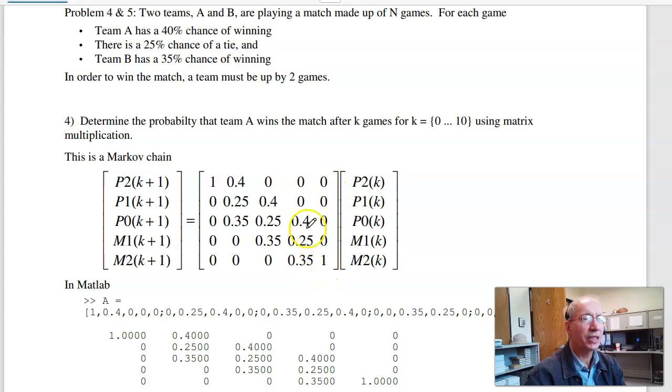In the middle, if A is up 1 game, there's a 40% chance A wins and goes up 2, a 25% chance of a tie, staying at +1, and a 35% chance A loses and goes back to even, and so on.